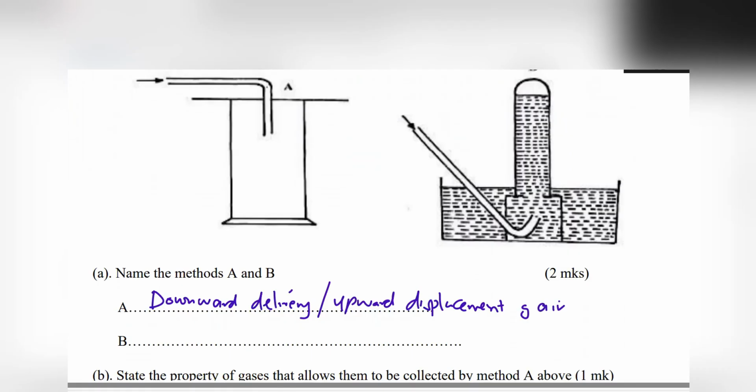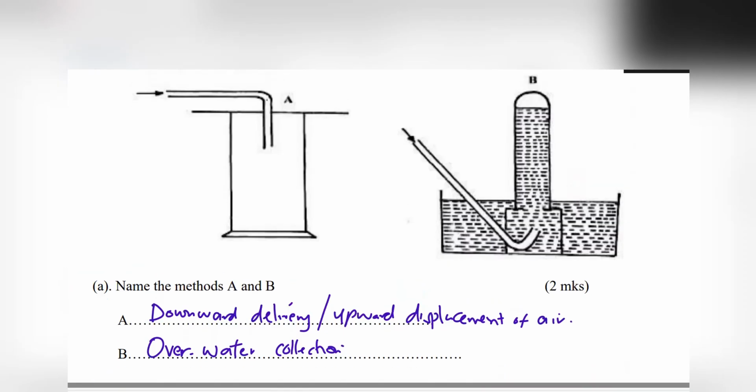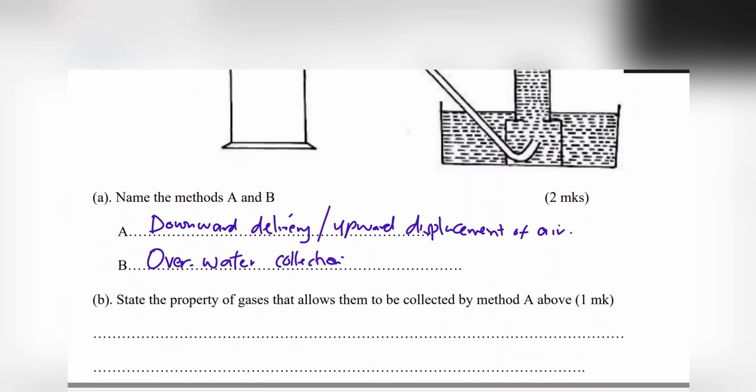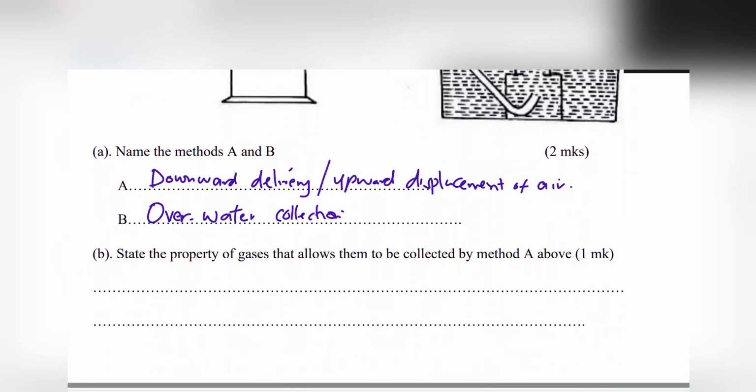Reason being, these gases are denser than air, and therefore air moves upwards as they settle on the bottom. Then B, we talk about over water collection, and gases collected using the approach in B are insoluble in water.